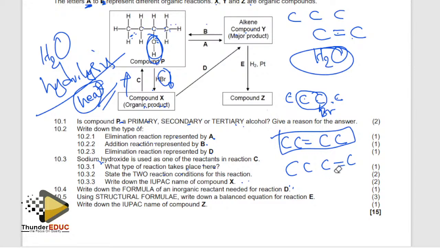So this one becomes a minor product, and then this one becomes a major product. This one also forms, but it's a minor product. What you are looking at in organic, we look for the major product. So this one becomes the major product.